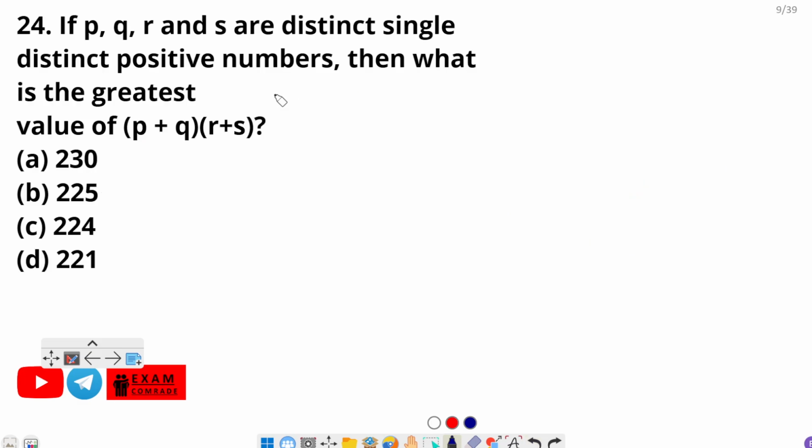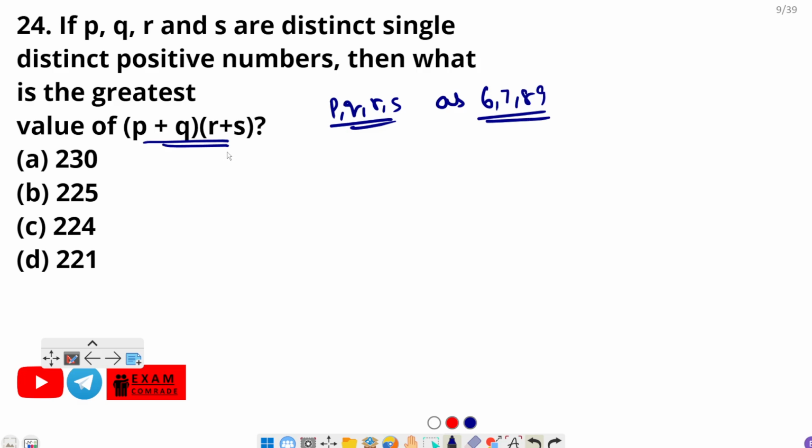Next question: if P, Q, R, S are distinct positive numbers, then what is the greatest value of (P plus Q) into (R plus S)? As this should be the largest, what we can do is take P, Q, R, S as 6, 7, 8, 9, not respectively.